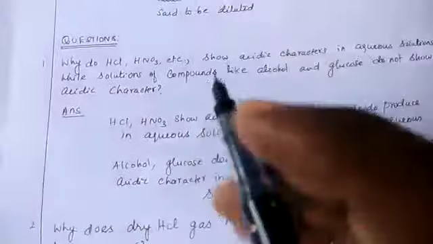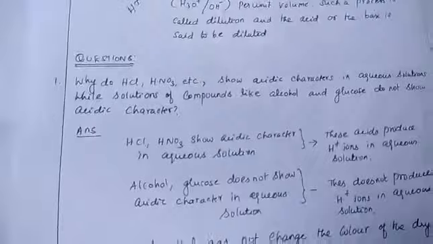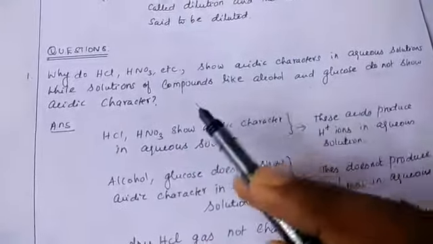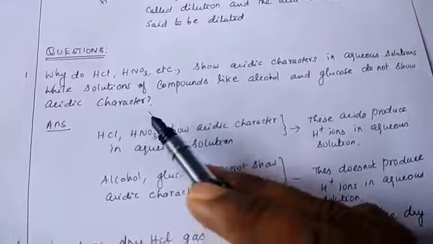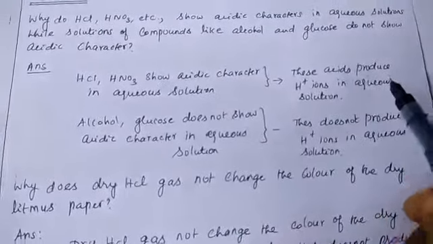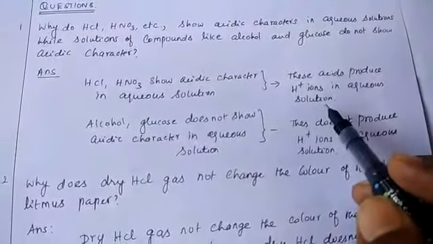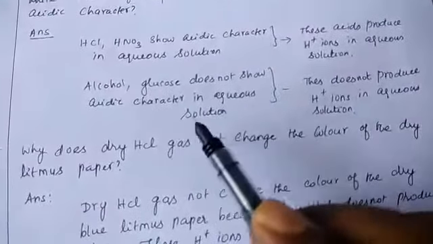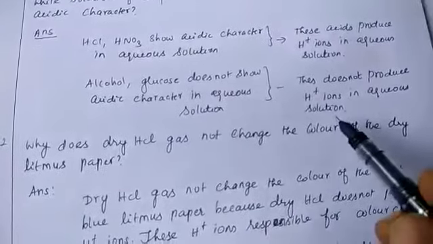Now we see the questions. This is also a previous year question about this topic. Why do HCl, HNO3 etc. show acidic character in aqueous solution, while solutions of compounds like alcohol and glucose do not show acidic character? HCl and HNO3 show acidic character in aqueous solution. Reason: these acids produce H plus ions in aqueous solution. But alcohol and glucose do not show acidic character. Reason: they do not produce H plus ions in aqueous solution.